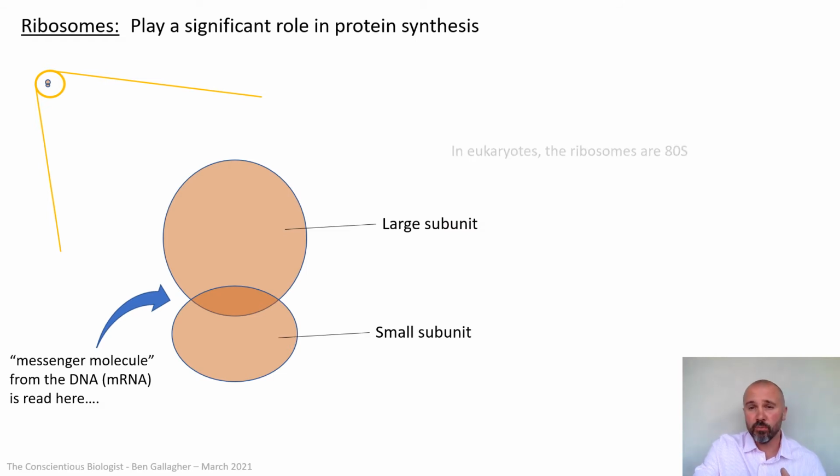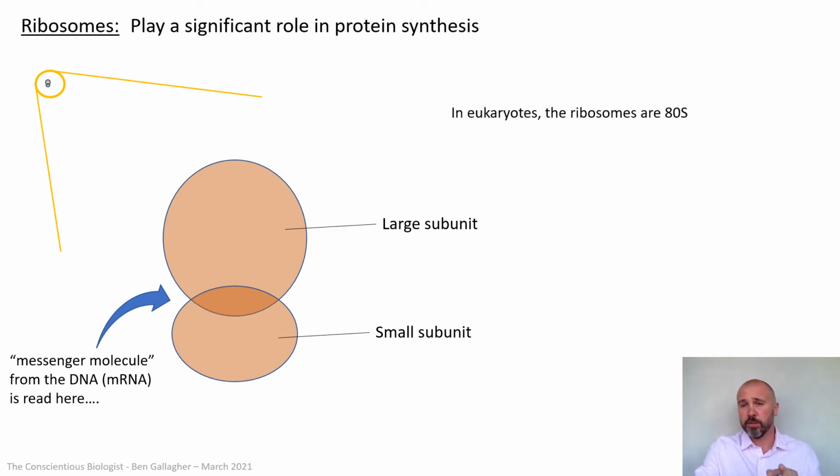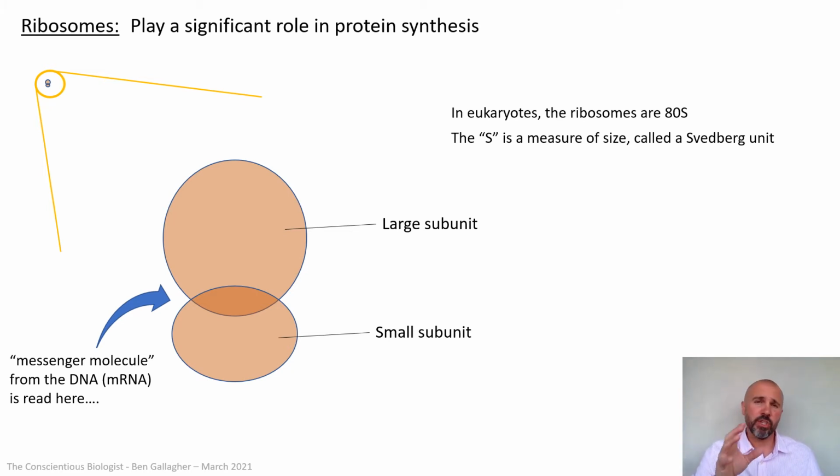If we're still focused on ribosomes though, in eukaryotes, the ribosomes are called 80S ribosomes. Now the S is a measure of size. It's called a Svedberg unit. It's a really, really tiny unit of measurement, and I've only ever come across it being used for ribosomes. But just to give you a little bit of detail, in eukaryotes, the ribosomes are 80S, whereas in prokaryotes, they're 70S, which means they're just a tiny bit smaller. Okay, take a screenshot of this if you need to, add that to your notes as well.